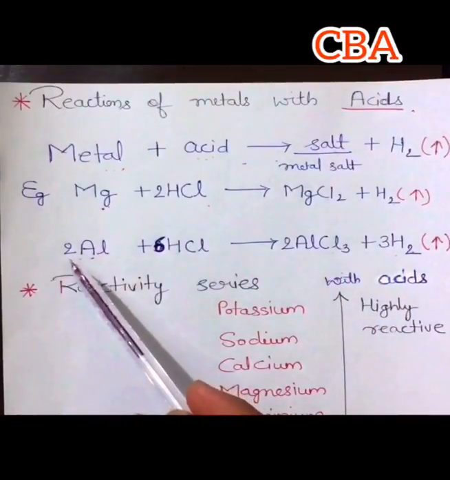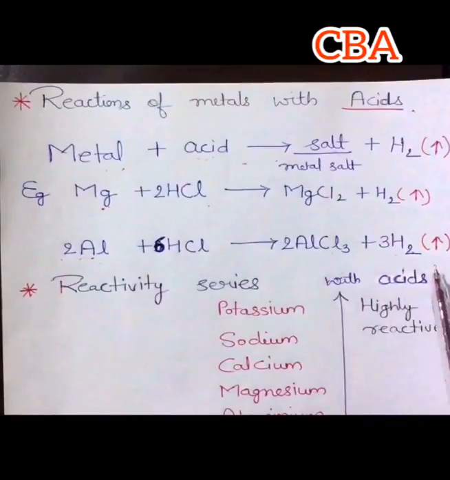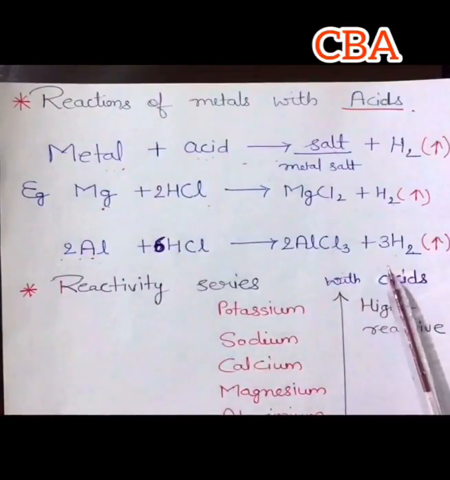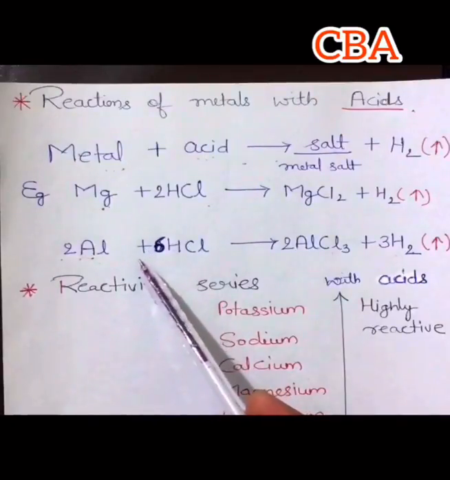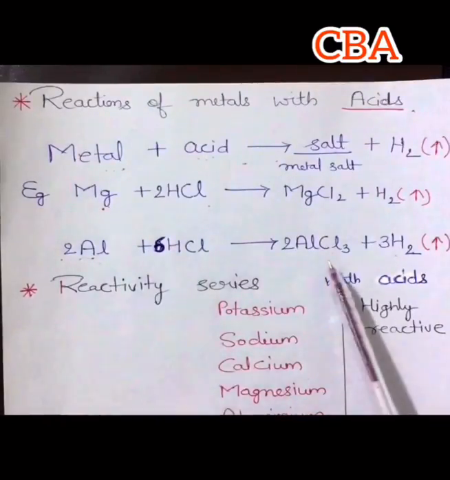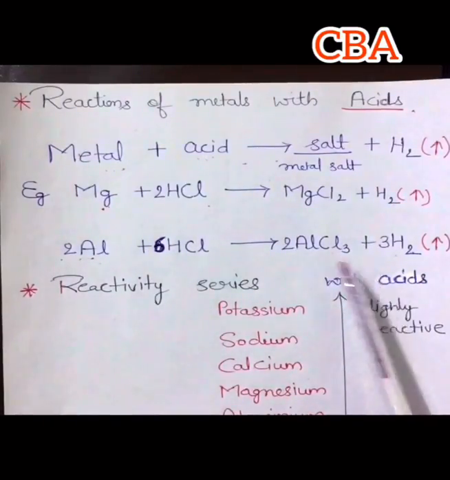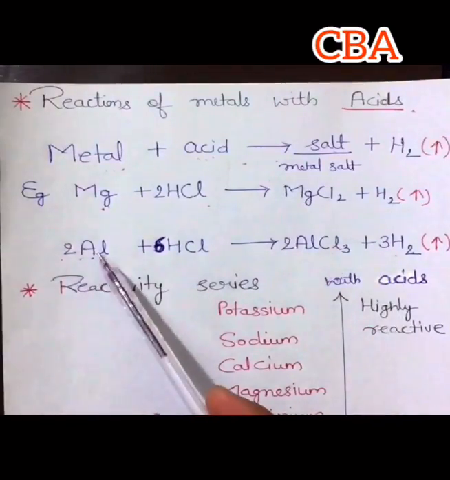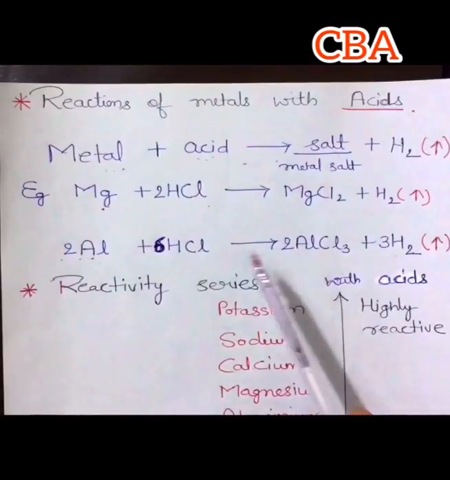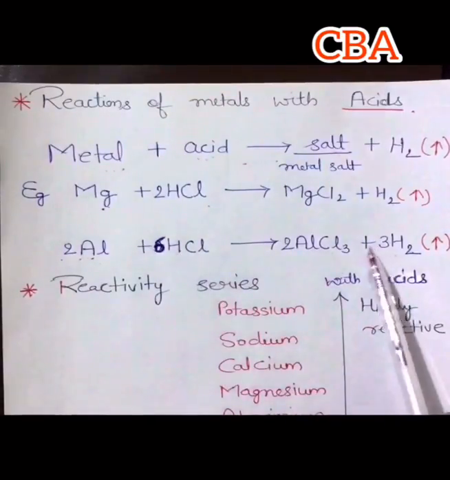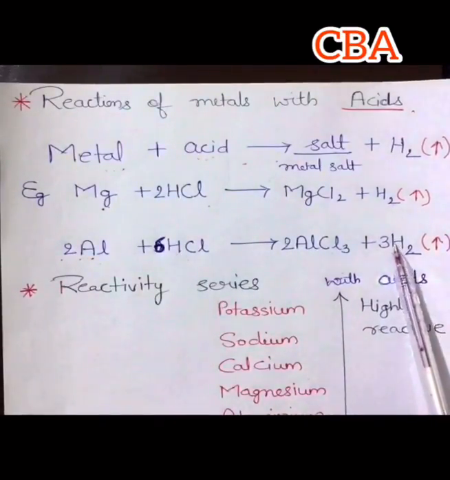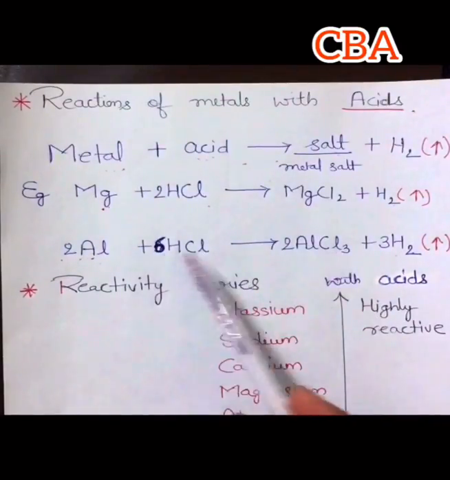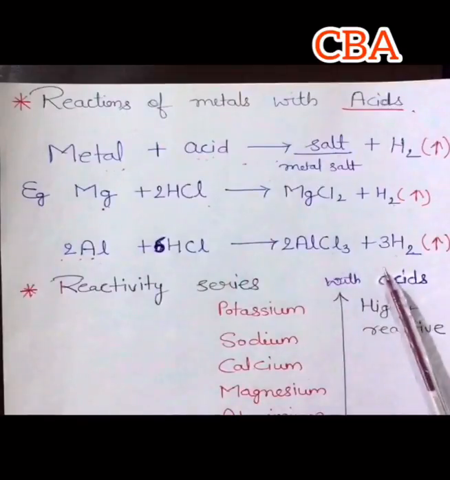Now as you can see here, I have written 2, 6, 2, 3, etc. These are written for balancing a chemical equation. This side is known as the left hand side of a reaction, and this side is known as the right hand side of a reaction. Both sides the elements should be balanced. Here you can see 2 aluminium, here also 2 aluminium, here 6 hydrogen, here 3 2s are 6 hydrogen atoms, here 6 chlorine atoms, here 3 2s are 6. So this is just for balancing a chemical reaction.